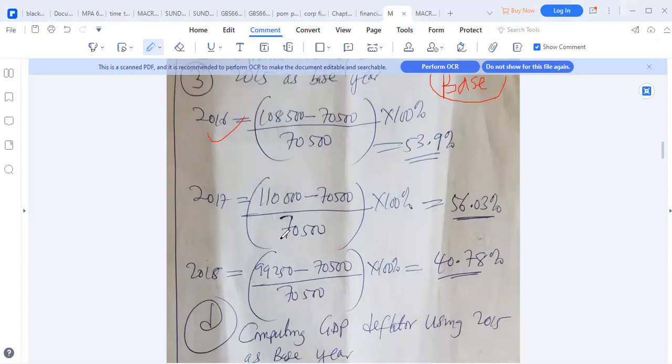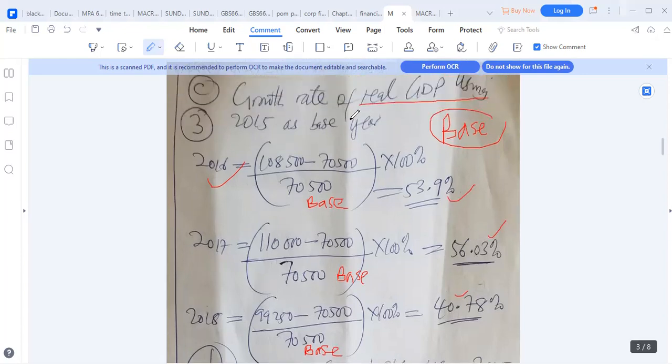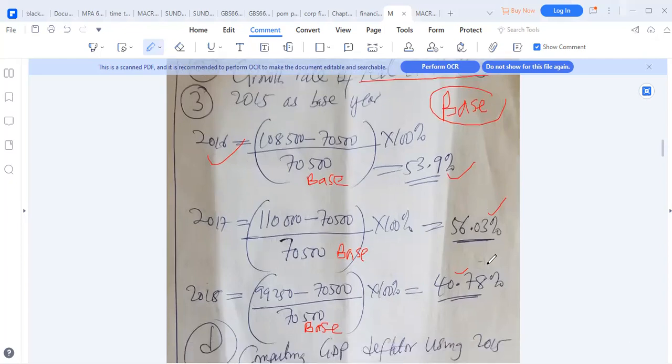over 7,500. For 2018, 99,250 minus 70,500 over 70,500 as a base, because we are using this one as a base here. So this is the base we are using, so it's a constant. Even this other one is the base. So please take note. And then we have these percentages. These are the percentages based on the real gross domestic product.